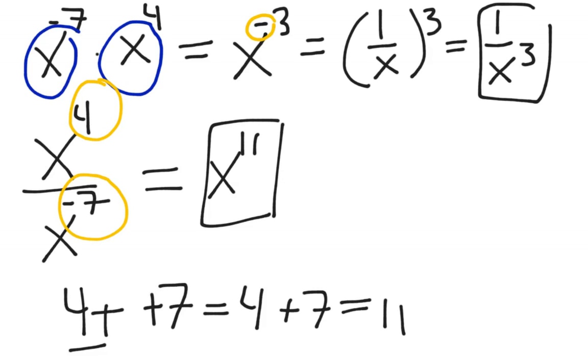So notice my rules about adding positive and negative numbers still apply. My exponent rules still apply. The only additional thing I need to remember comes near the end, where I have to change my base to the reciprocal when it has a negative sign.